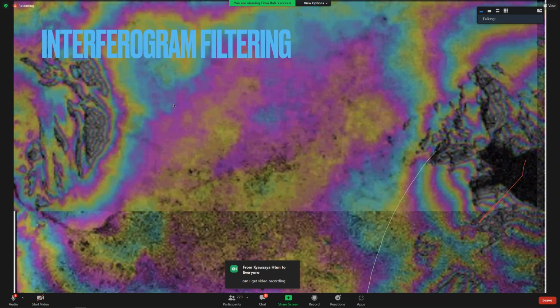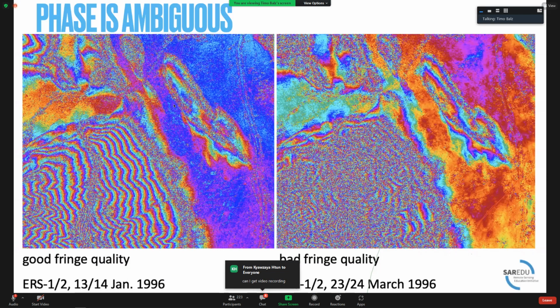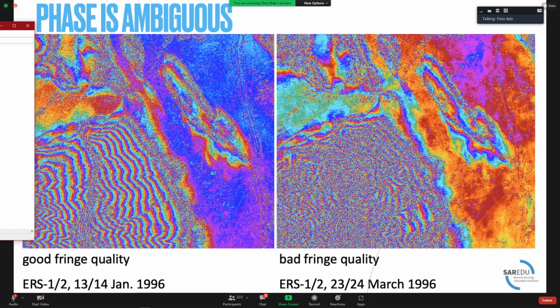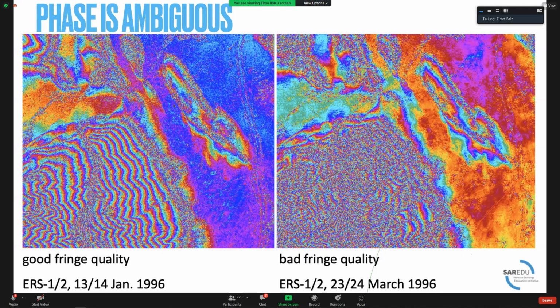Okay, you see, with the phase being ambiguous, good fringe quality is very, very important, right? Because if you want to unwrap, if you want to count along these fringes, on the left side you can imagine we would be able to do that. But if it's very noisy, like on the right side, with very bad fringe quality, we will have a very hard time to process the data, to unwrap the data, to count these fringes along the line.